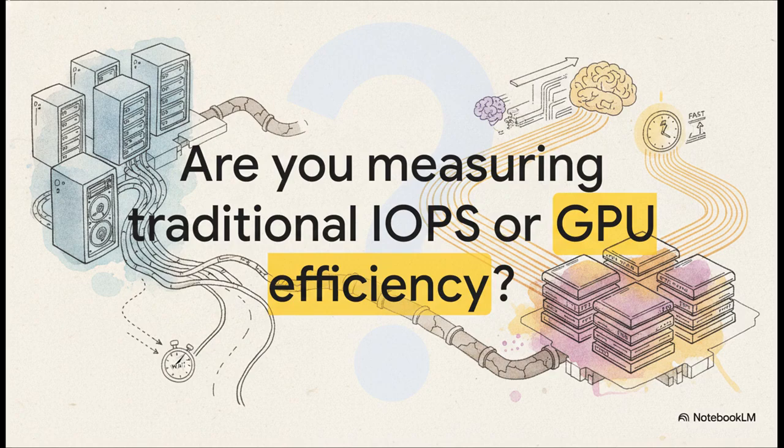So, what does this all mean for you? Well, it boils down to this absolutely crucial question. Is your infrastructure currently measuring traditional IOPS, or are you measuring true GPU efficiency? I really want to leave you with that provocative thought. It might just be time to audit your own data center metrics and figure out if your legacy storage is quietly suffocating your AI potential.